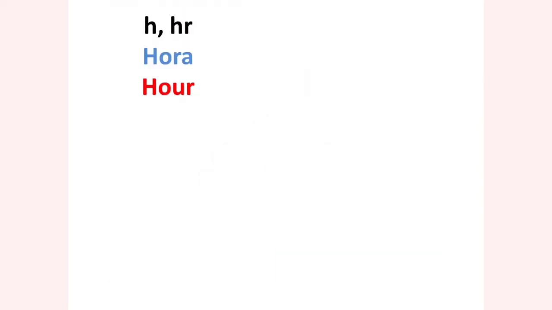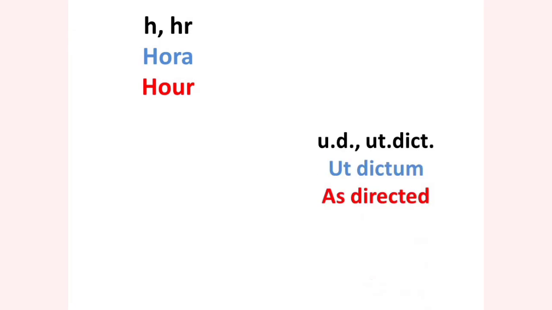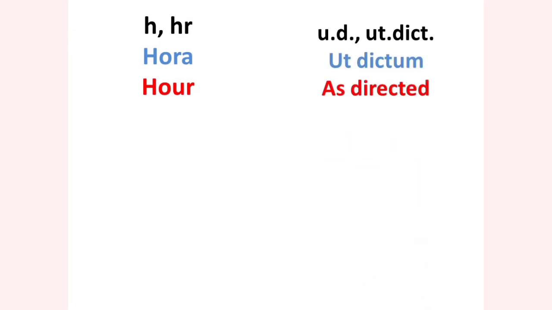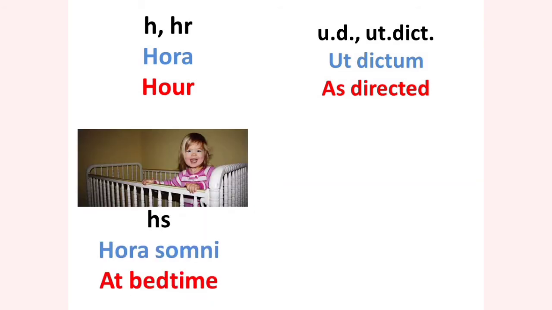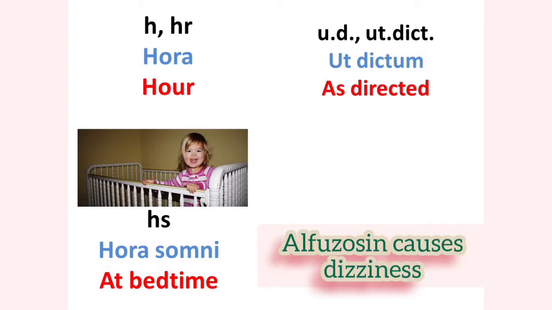Another is H or HR, which represents hora in Latin and hour in English. And another is UD or UT dict, that is ut dictum in Latin, which means as directed. And another is HS, which means hora somni in Latin, and in English at bedtime. Alfuzosin, which is an alpha blocker, will make you dizzy and uncomfortable, so you have to take that medicine before you go to sleep.